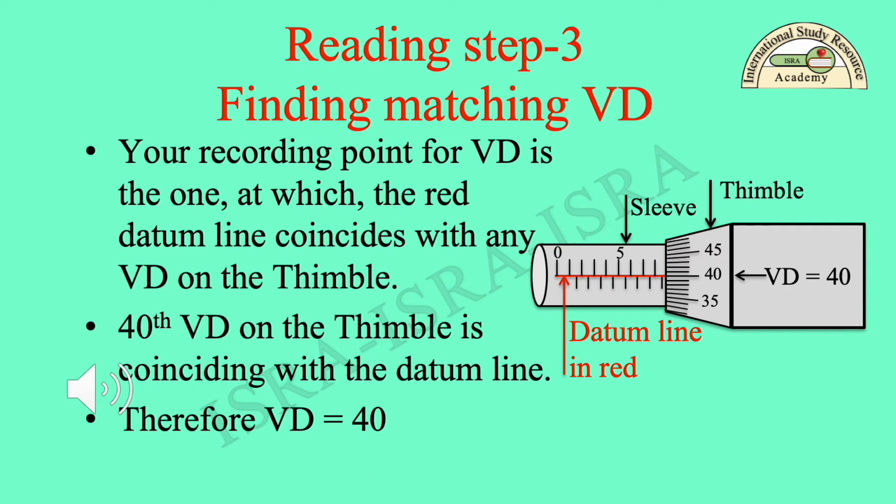Reading Step 3. Finding matching VD. Your recording point for VD is the one at which the red datum line coincides with any VD on the thimble. 40th VD on the thimble is coinciding with the datum line. Therefore, VD is equal to 40 in this diagram.